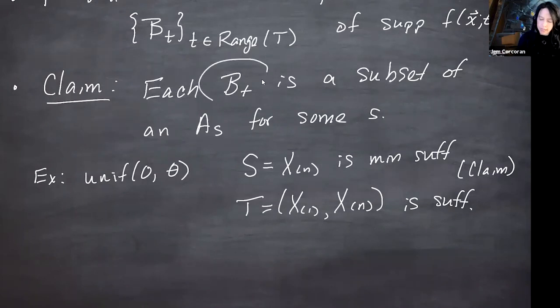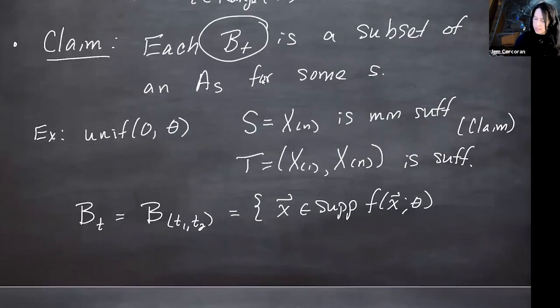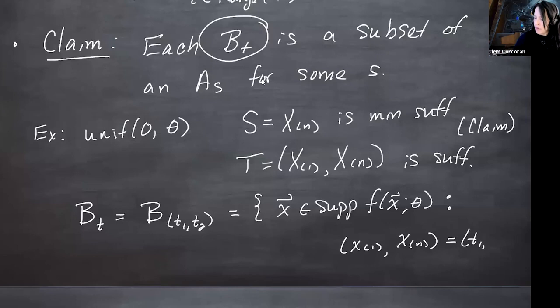Okay, so if I take a B_t and write that out, this is really, because of the space, a t1 and t2, because my T statistic is 2-dimensional. And this consists of all of the x in the support of the joint PDF such that the minimum and the maximum of that vector, so these are lowercase and not random variables, is equal to t1, t2.